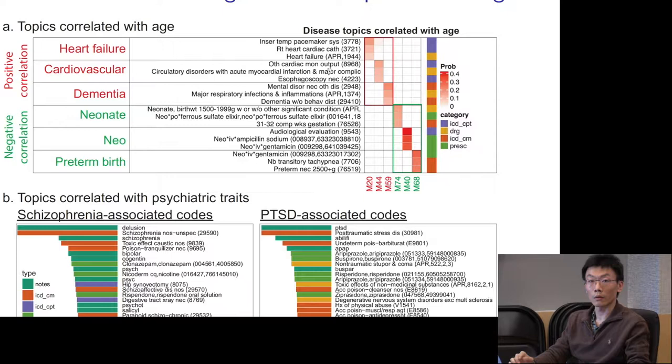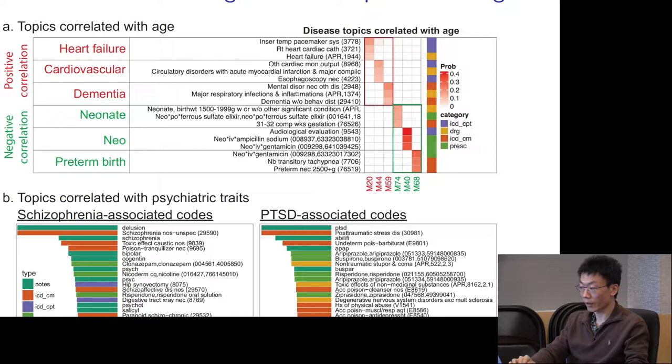Again, this is obviously not causality; we need to interpret that more carefully. These are the top three topics that are positively correlated with age, and we also take the bottom three topics that are negatively correlated with age, right? From here, we can see the first one is associated with heart failure, the second topic with cardiovascular disease, and the third one with dementia, right? So how do we know? Well, we take a look at the building code, right?